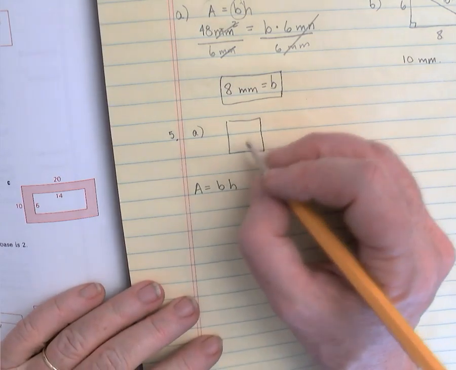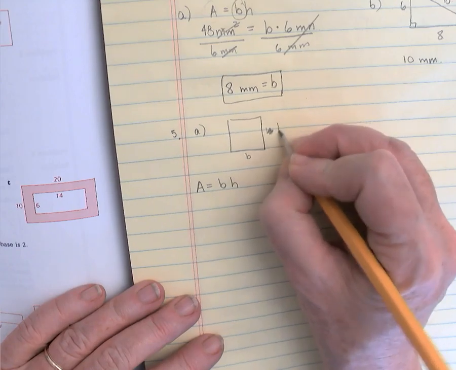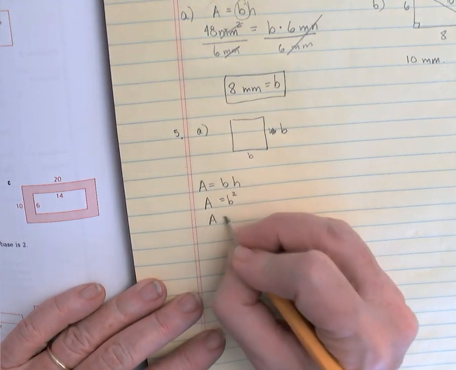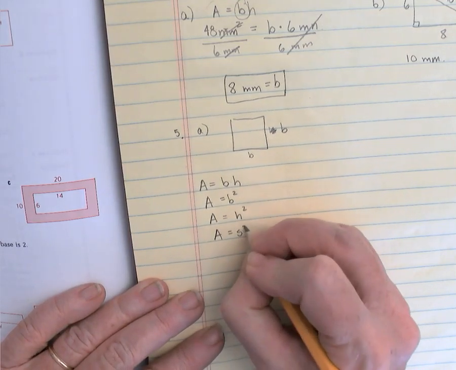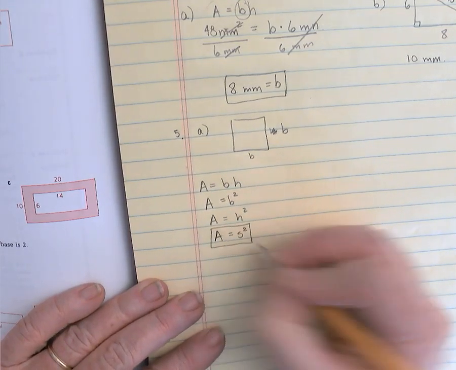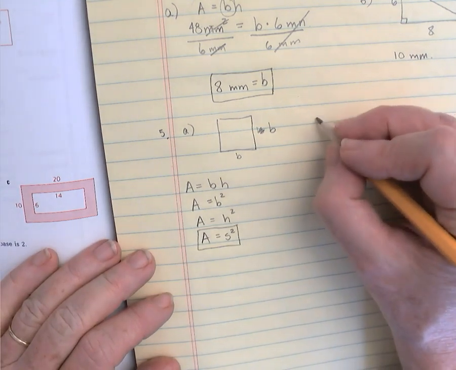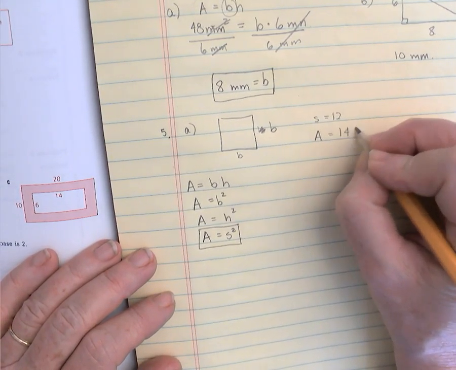But because the base and the height are actually congruent, we could say our area is base squared, or equally likely our area is the height squared. What we just end up saying is our area is going to be the side squared. So for part A, we know that the side is 12, so our area must be 144.